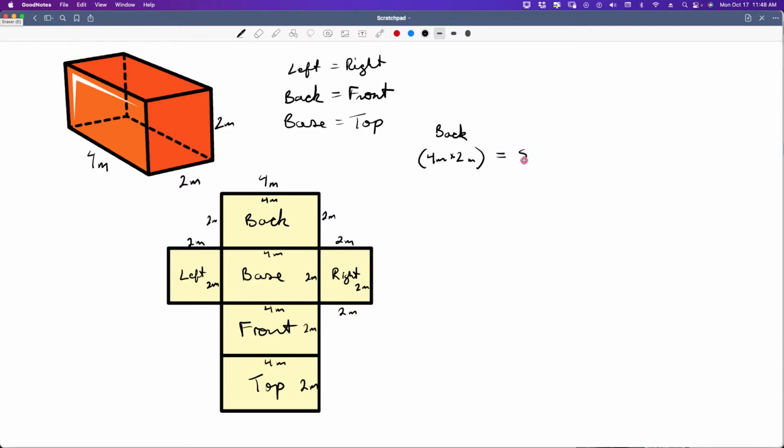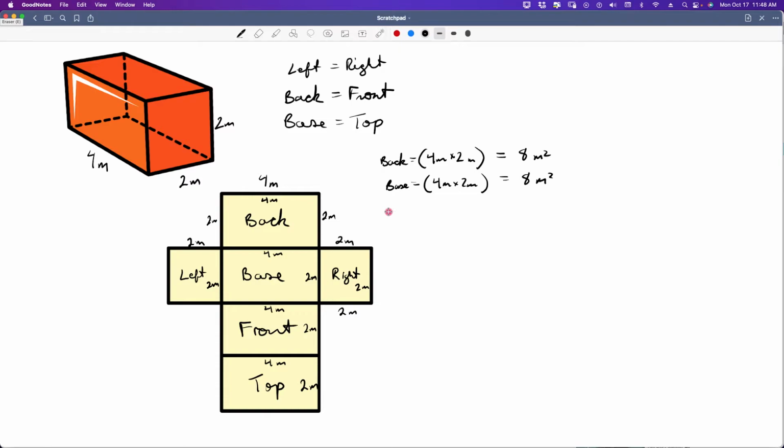All right, that equals 8 meters squared. Actually, I think what I'm going to do is write this to the side. So this is the back. Now let's do the base. The base is going to equal 4 meters times 2 meters. So again, 4 meters times 2 meters equals 8 meters squared.